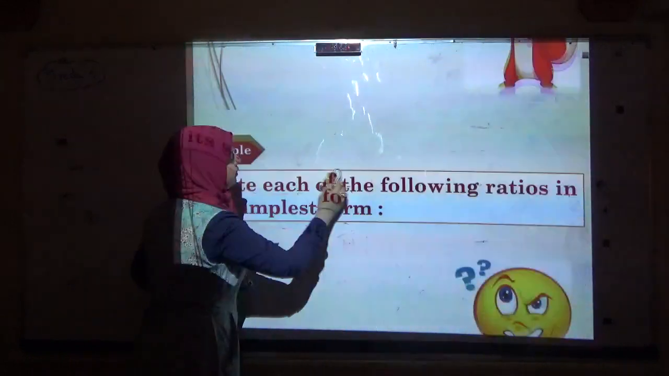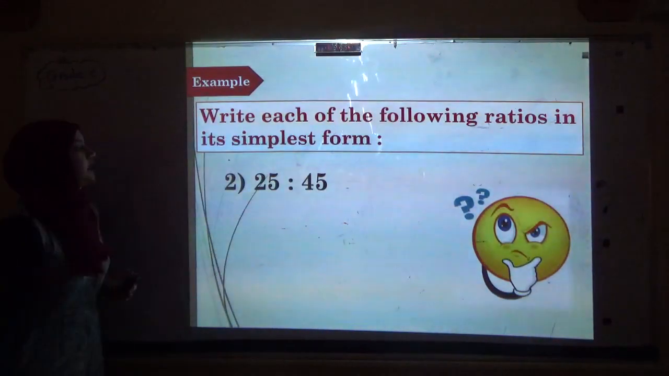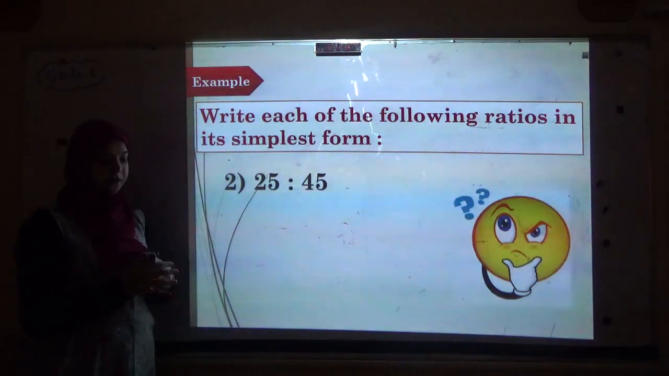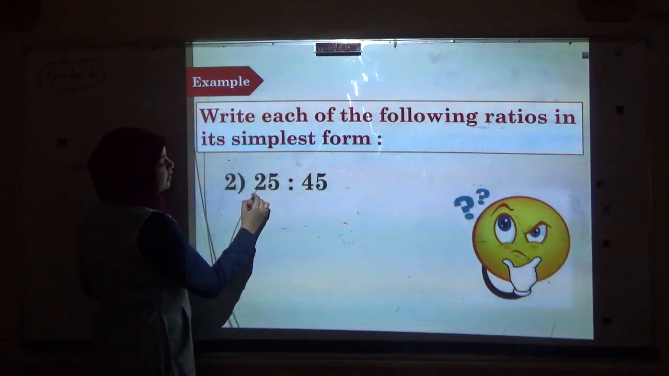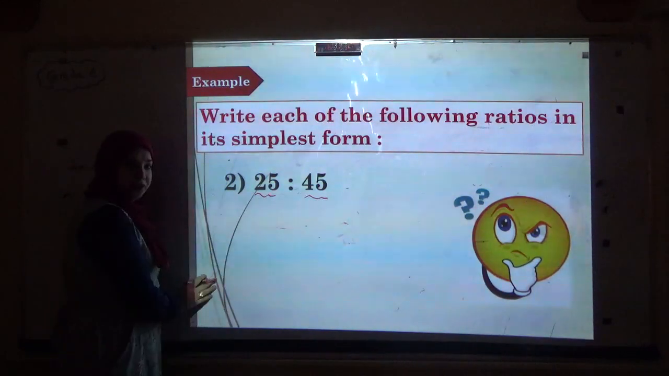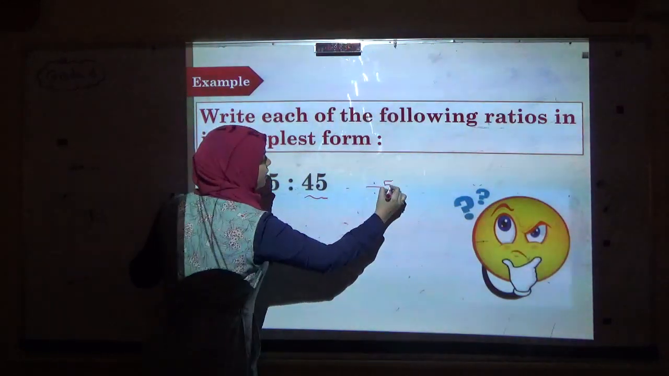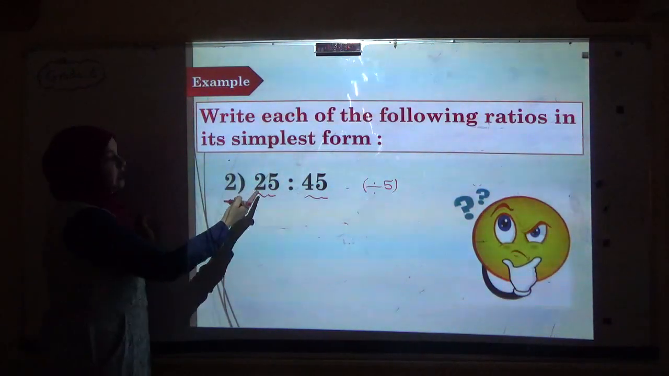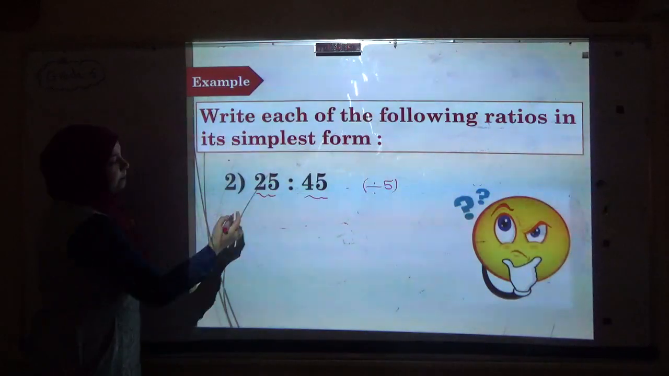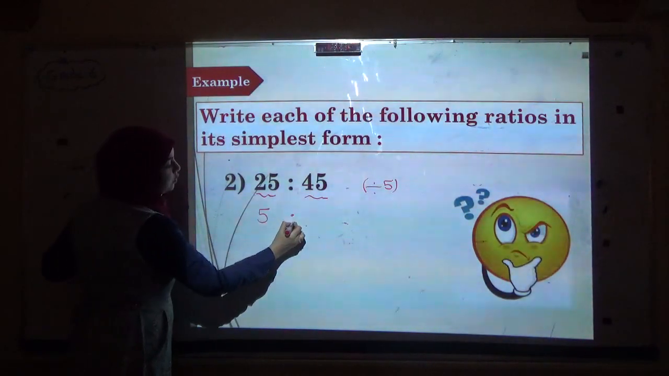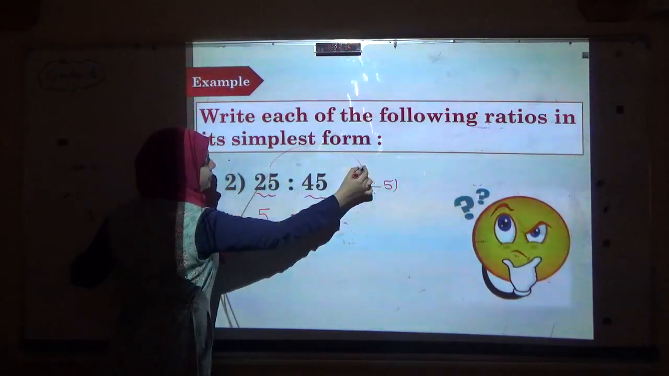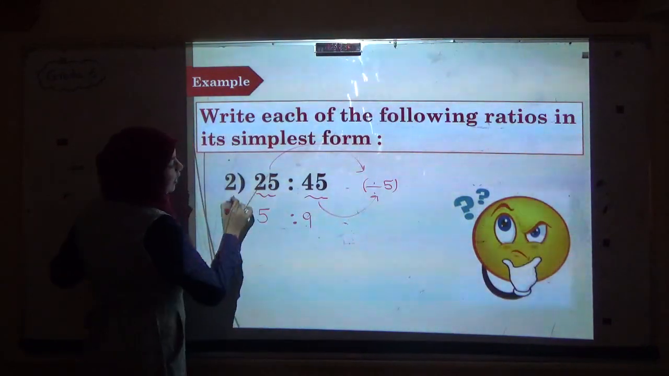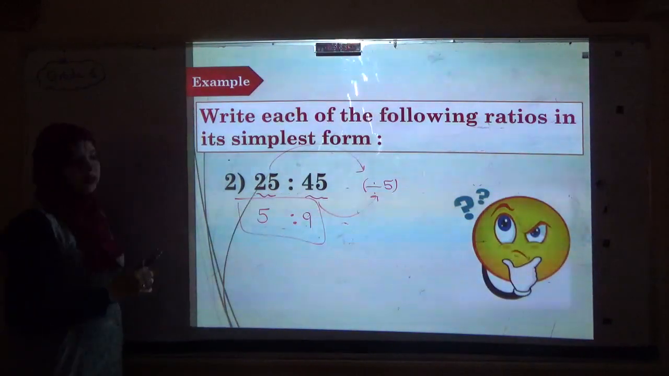Another example. Simplify the ratio between 25 to 45. Here the highest common factor between 25 and 45 is 5, because these two numbers are divisible by 5, because the unit digit is 5. So 25 divided by 5 equals 5, and 45 divided by 5 equals 9. And 5 to 9 is the simplest form.